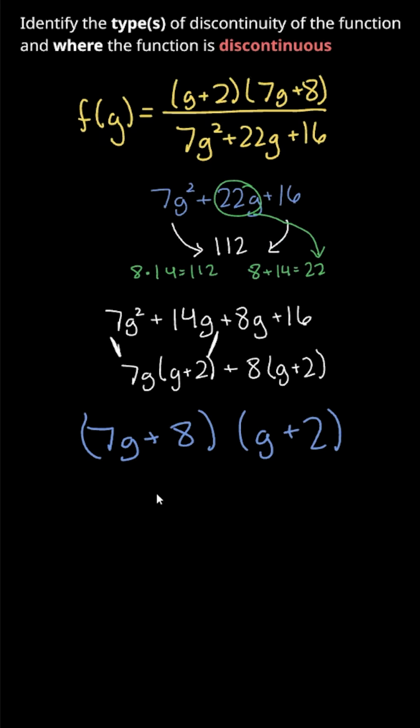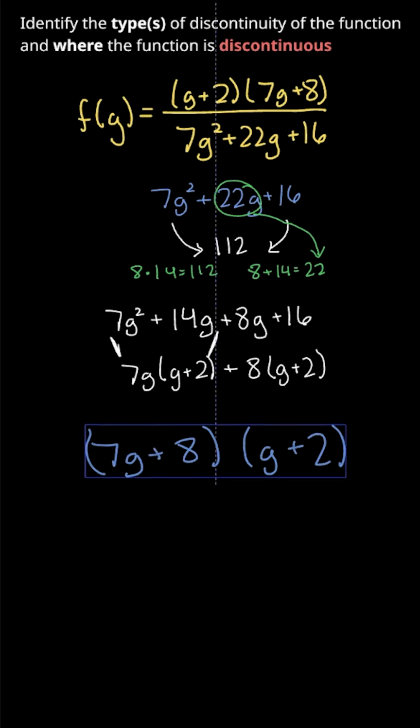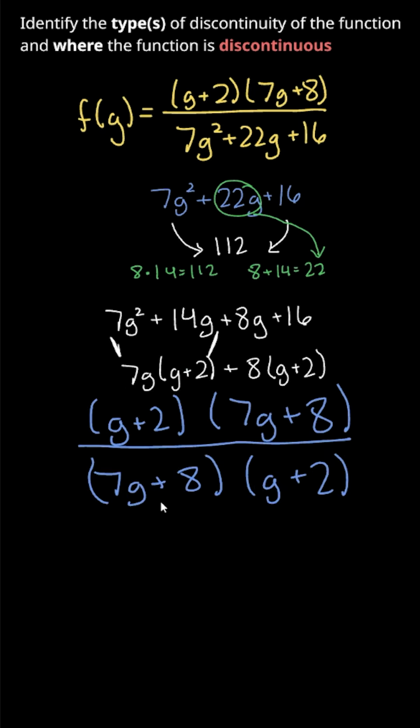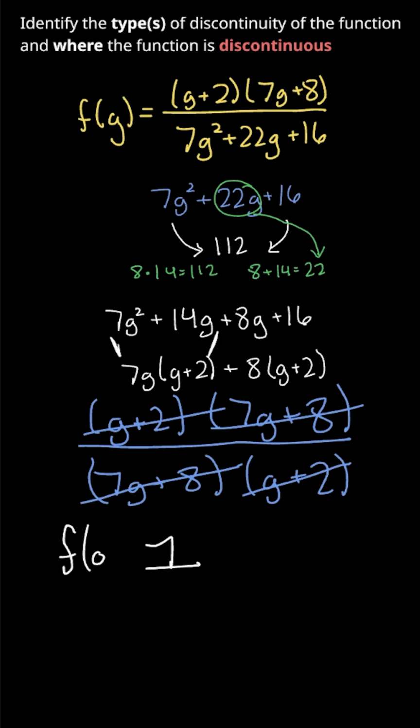But now that we were able to factor that, of course we can put it back into our fraction, and let's cancel if possible. I can actually see g plus 2 right there, and 7g plus 8 right there. So literally all of our factors cancel out, which when that happens, what does that always equal? Well, it equals 1.